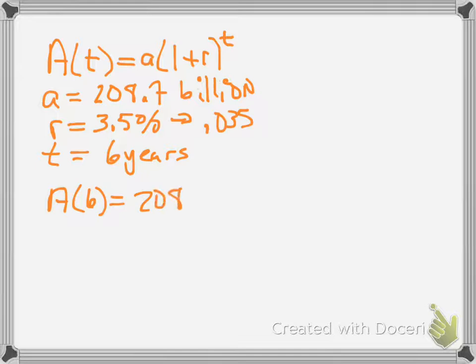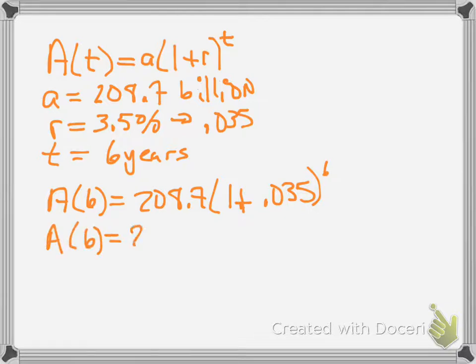I'm going to put here 208.7, and I'm going to make sure I remember that's billions. So 1 plus 0.035 raised to the 6th power. And again, you could type that straight into the calculator: 208.7 times 1 plus 0.035, raised to the 6th power, and then press enter. You get an answer that supposedly teens will have spent $256.546 billion of their parents' money.